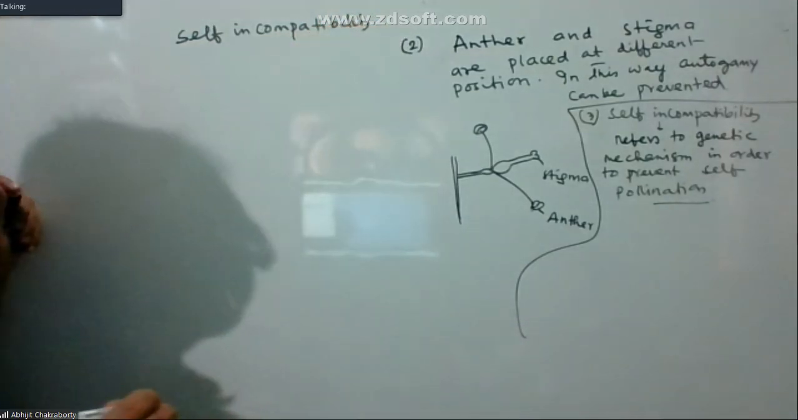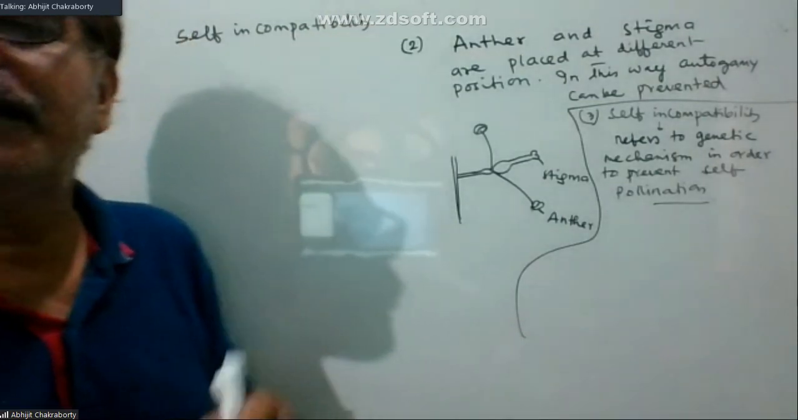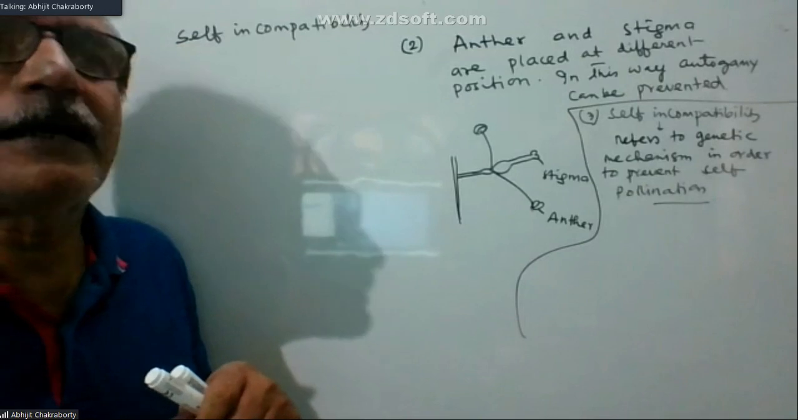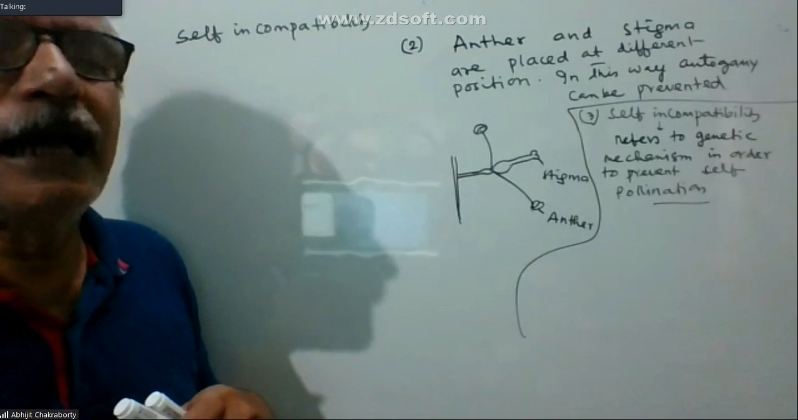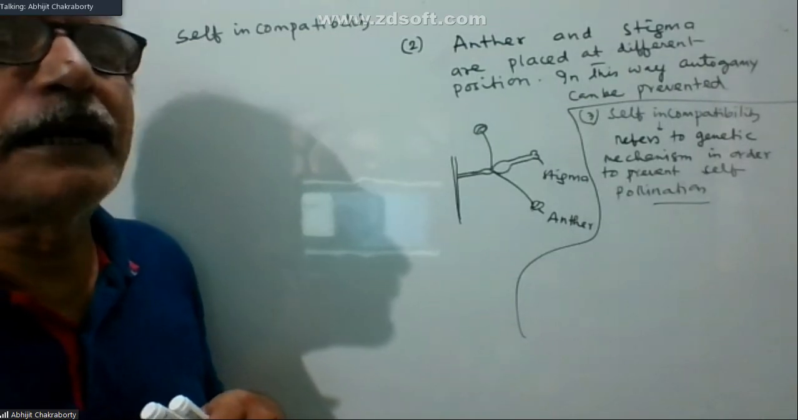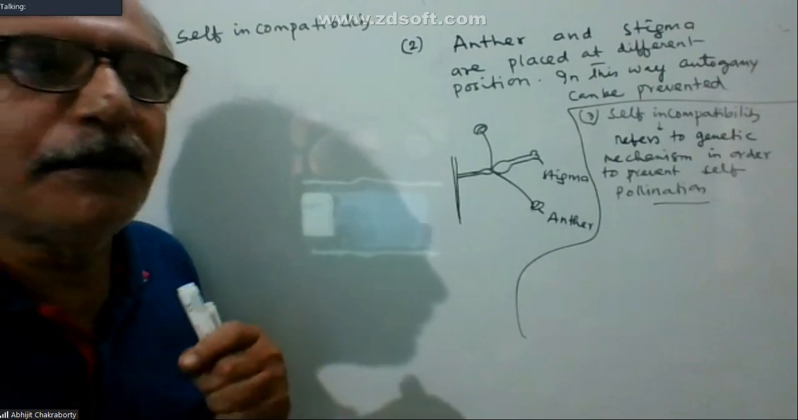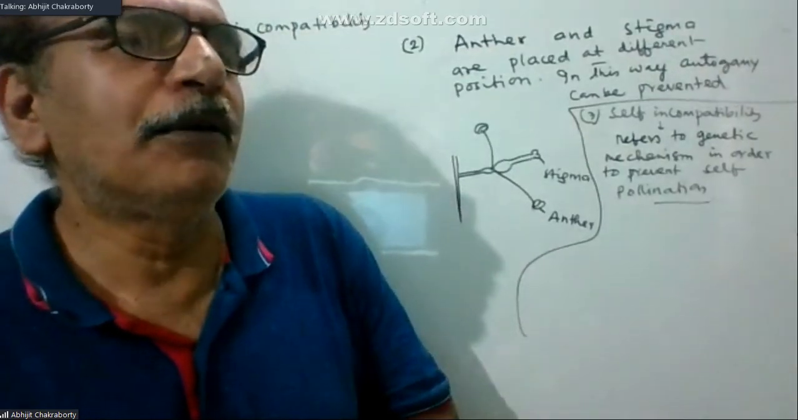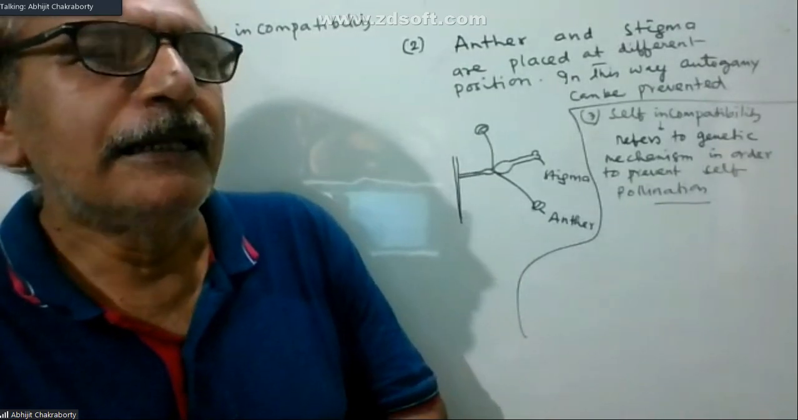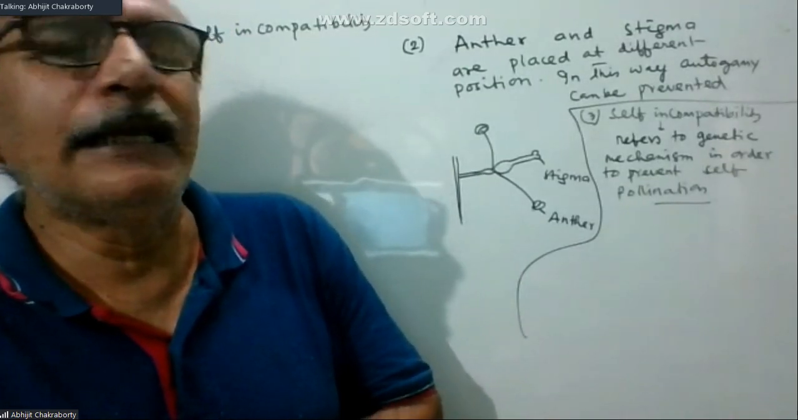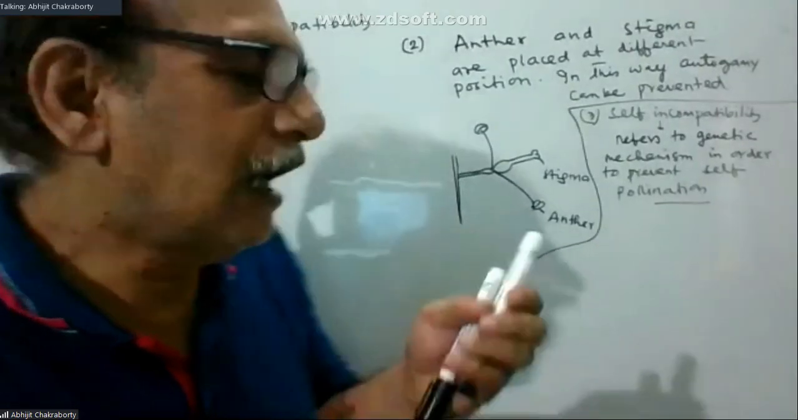Look. If a similar self-incompatibility factor, listen carefully, is found in both anther and stigma, then although pollen grains are shifted to the stigma, they will never germinate. I am repeating it again. If the same self-incompatibility factor is found in both anther and stigma, then the pollen grains, after being carried to the stigma, will never germinate. Is it clear? Now I am showing you.